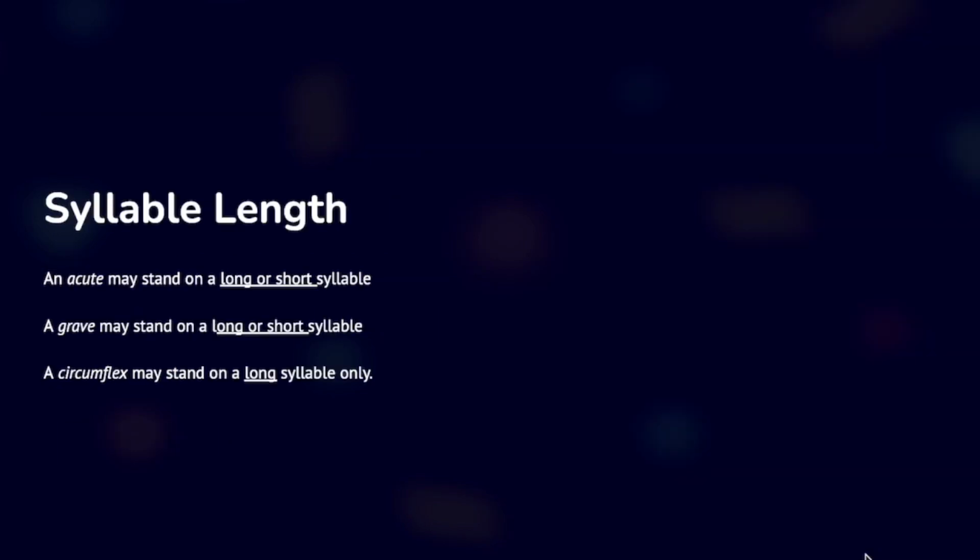Syllable length. When we talk about syllable length, this is the way we can categorize it. An acute accent may stand on a long or short syllable. And just like the acute, a grave may stand on a long or short syllable. The circumflex is the only one that's different. The circumflex can stand only on a long syllable.